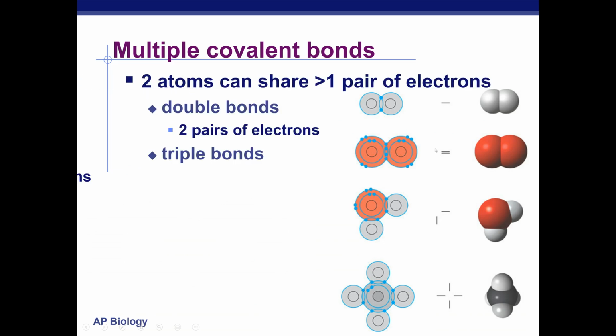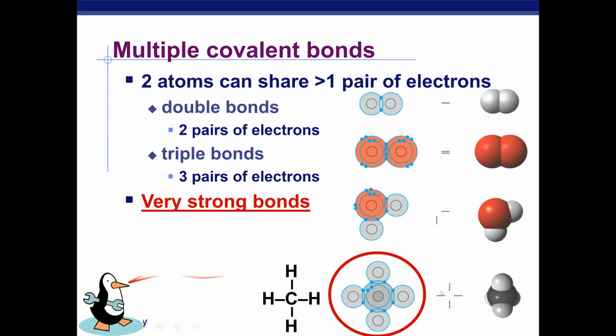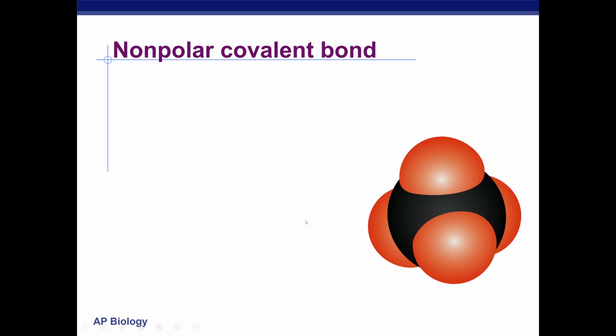You can have multiple covalent bonds. That's not really a thing we need to worry about, but you can have single, double, you can even have 3 pairs of electrons in a triple bond, but those are super rare in the human body. These are very strong bonds.